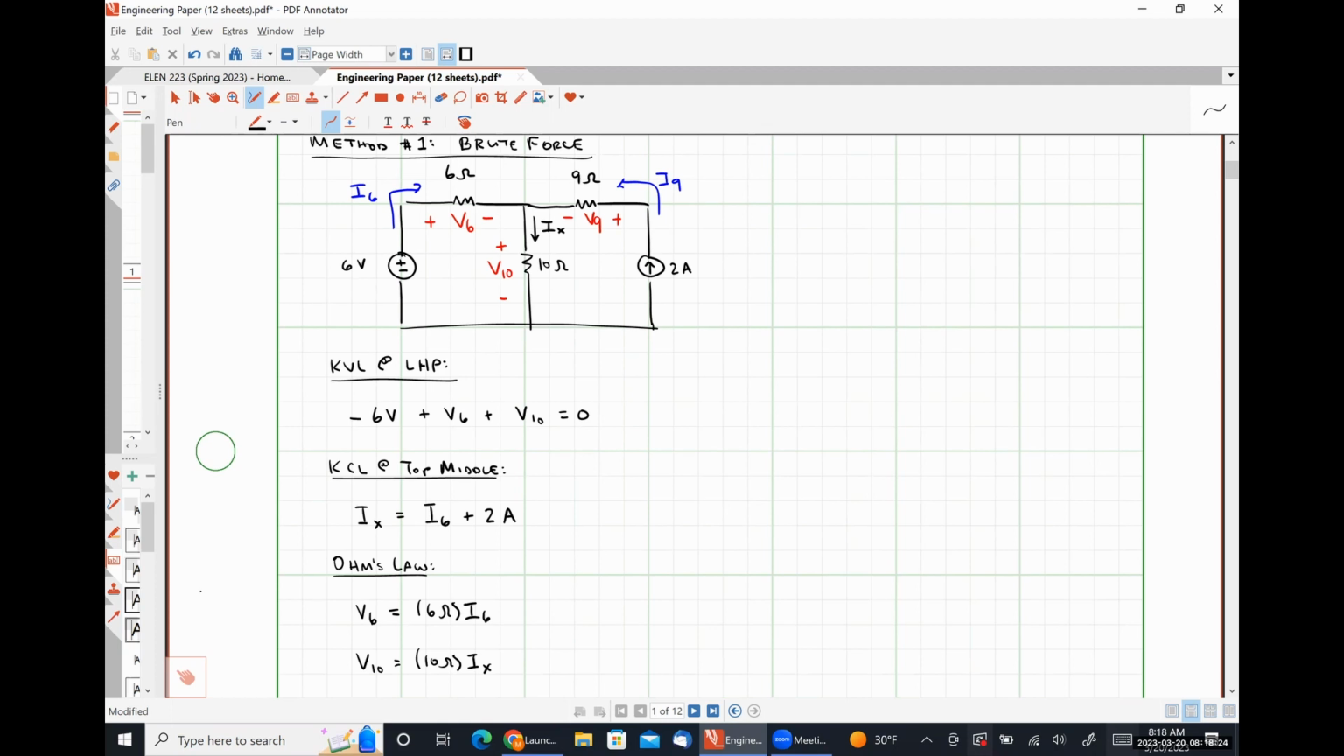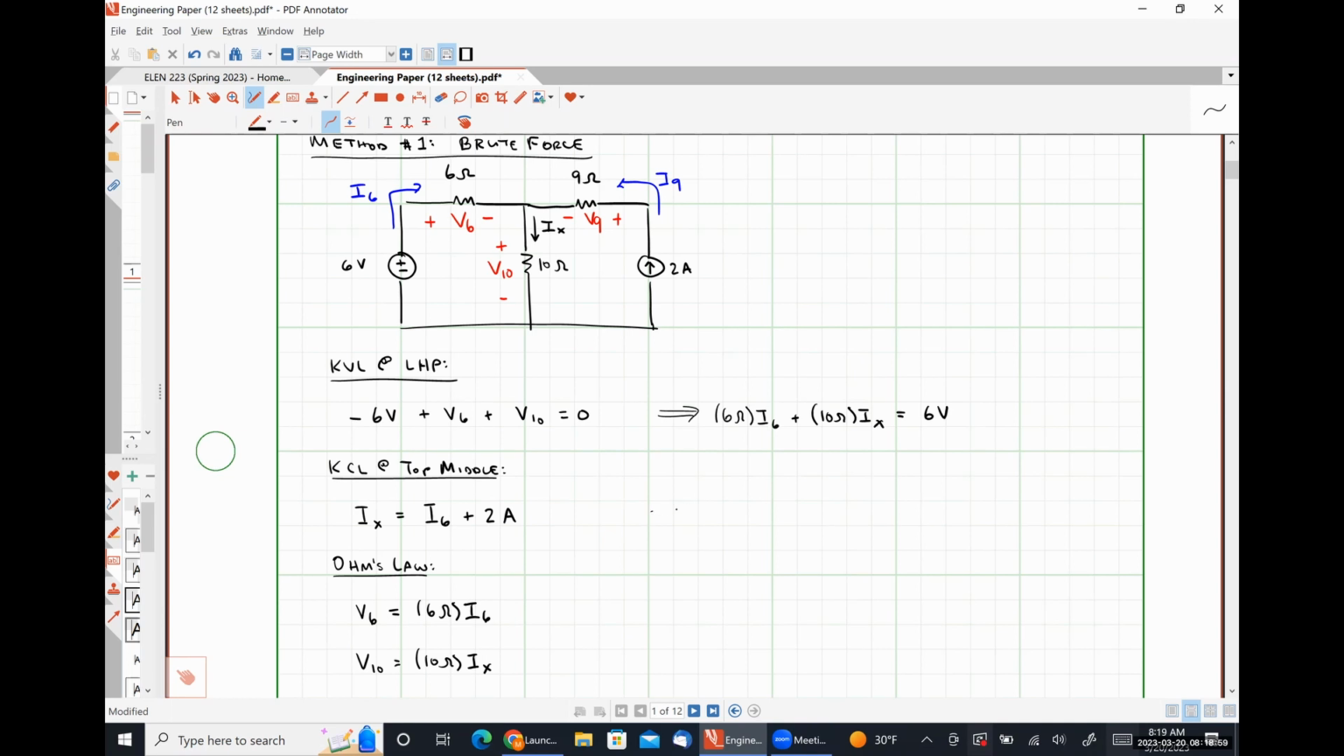So I'm going to substitute my Ohm's law relationships into my Kirchhoff's voltage law equation. And I'm also going to move 6 volts to the right-hand side of the equal sign. So that's going to look like V6, so 6 ohms times I6 plus V10, which is 10 ohms times IX. That is a poor looking X. Will be equal to 6 volts.